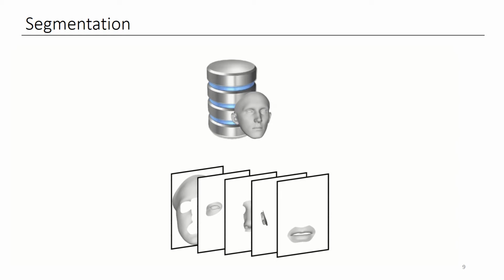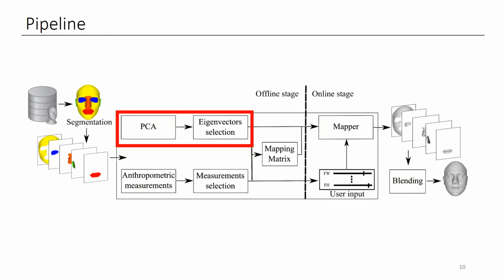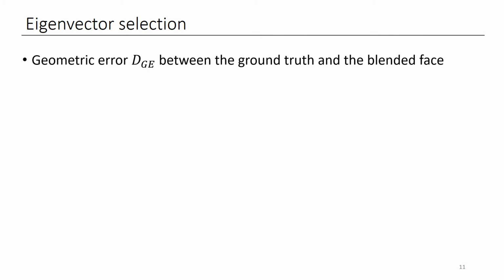We segment each input face into 5 predefined parts. This face decomposition allows us to have eigenvectors for each part. Here are some examples from our dataset. Afterward, we run PCA on the parts and select the eigenvectors to reconstruct the shape accurately. We provide the user with a measurable error, which is more precise than relying solely on eigenvalues across different parts.